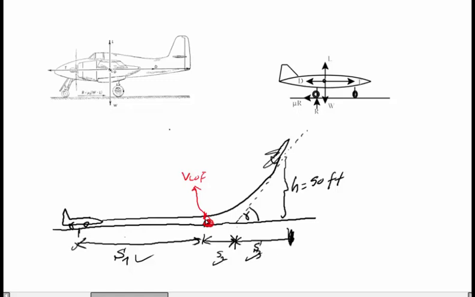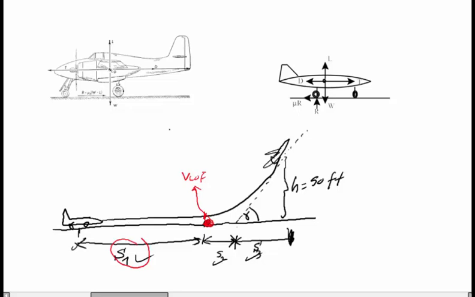Okay, so now we need to discuss this third stage. In the third stage, we need to find S1. As you can see here, you can pretend this is not an aircraft, you can see it as a car, because it will run in a straight line on the runway. So it's ground borne, I mean.